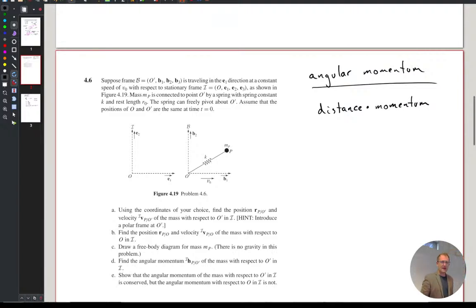So it's something about like distance and momentum. So if I have momentum mv and I'm farther away from something, I have more angular momentum. And if I'm really close to it, then I have almost no angular momentum. What does that one kind of look like? Distance, momentum.